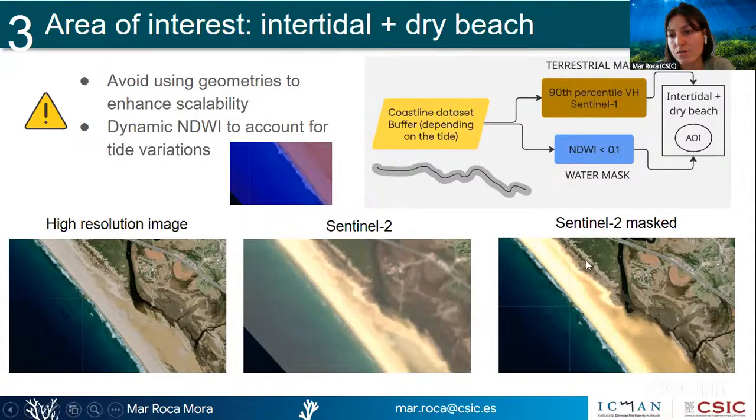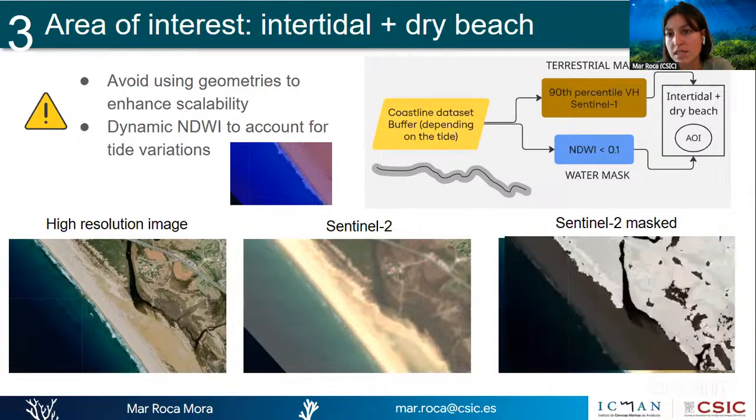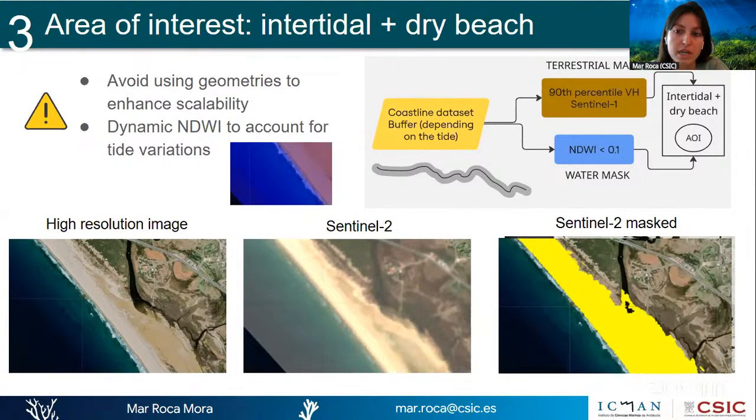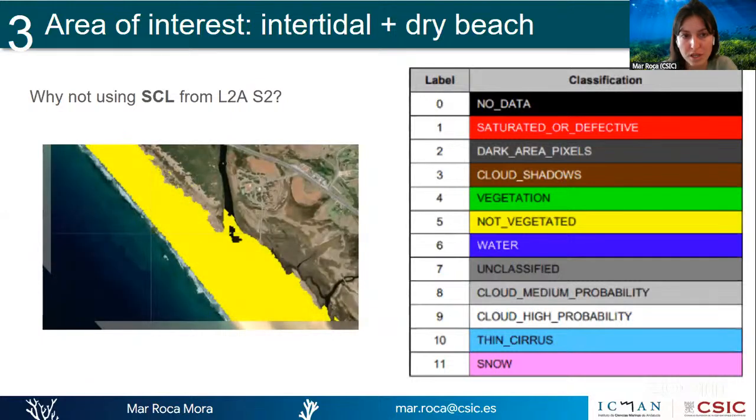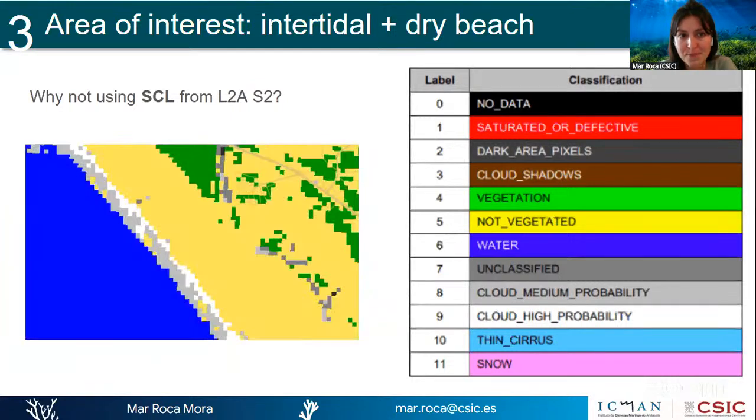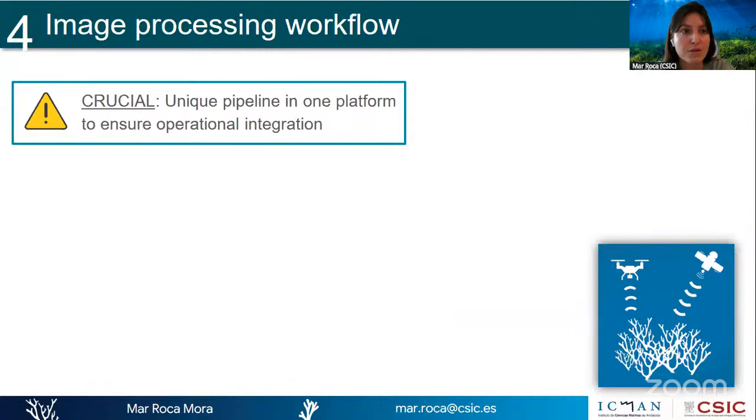And then for the terrestrial parts, we can use Sentinel-1 data using the 19th percentile of the horizontal polarization. And then we can do this type of mask to take the dry beaches and the intertidal. Why not use the scene classification layer that is already in Sentinel-2 Level 2A? Because this is the classification layer that is available by default, so it's not really useful for this case.